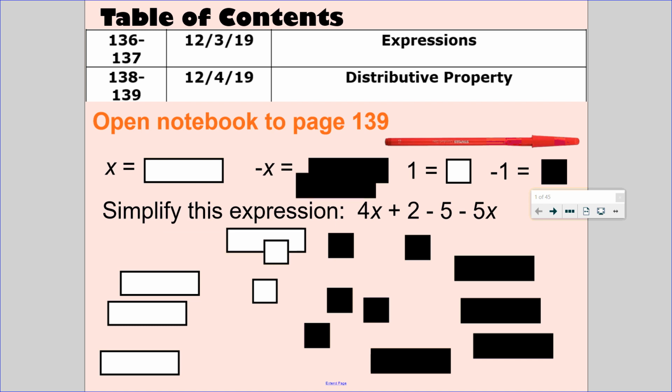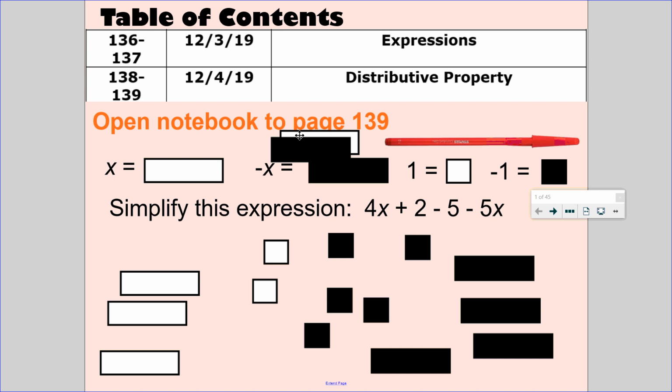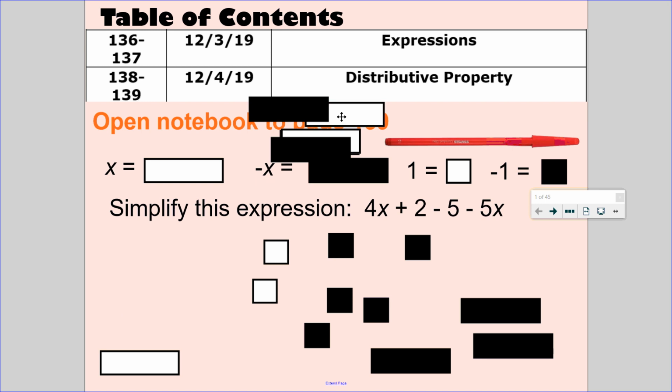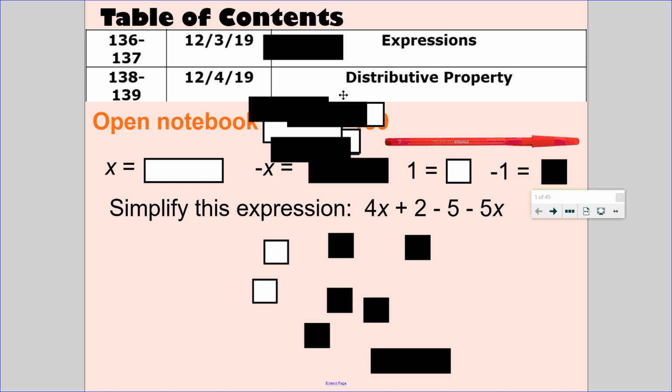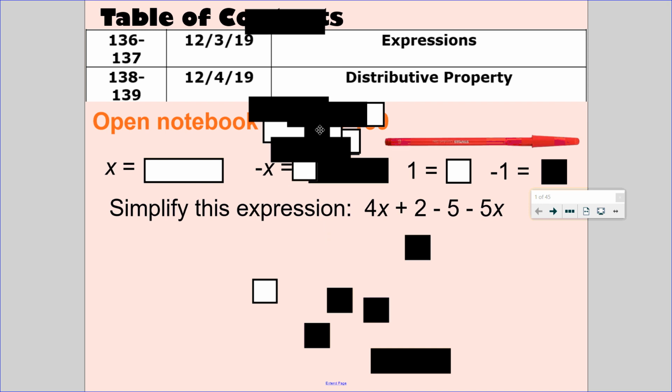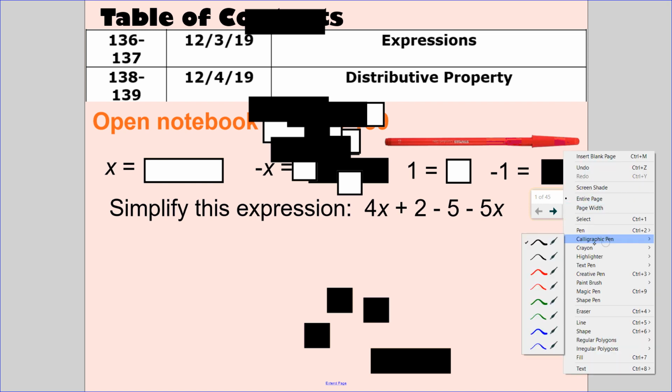This 1x and negative x will become a zero pair. This will become a zero pair. This becomes a zero pair. This becomes a zero pair. This positive 1 with negative 1, zero pair. Negative, positive, zero pair. So the final answer is, where's my pen?